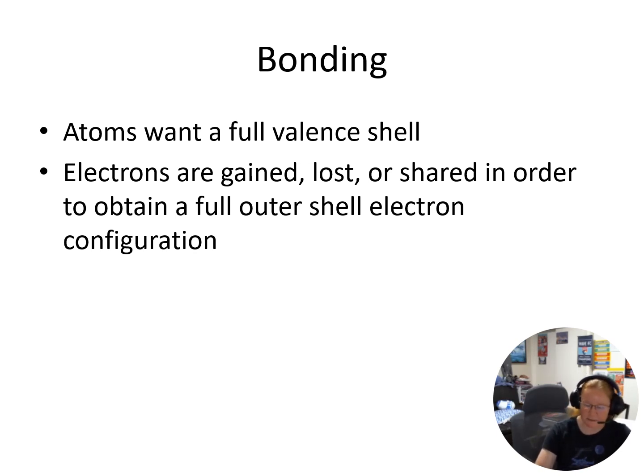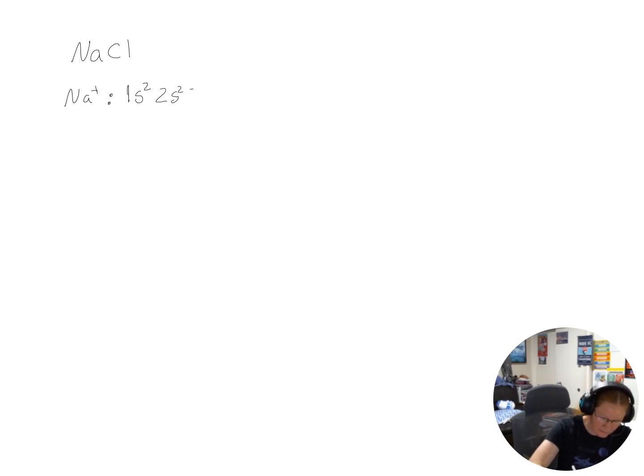So one example of this is when sodium chloride is formed. Sodium chloride is NaCl. When sodium chloride is formed, sodium wants a full valence shell, and chlorine wants a full valence shell. So my sodium ion is going to look like this. We are going to lose the single 3s electron, and we're going to end up with this. Okay, so there is our sodium ion.